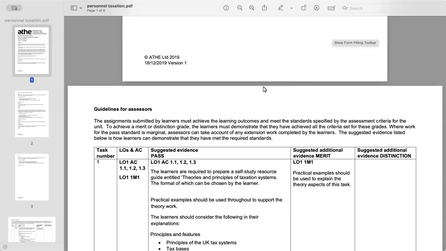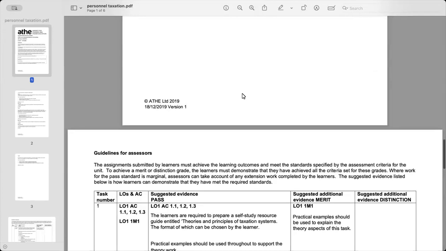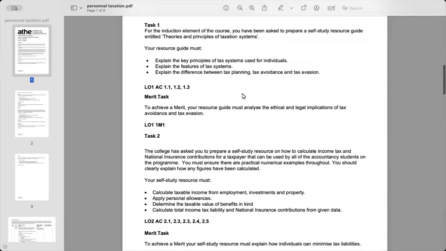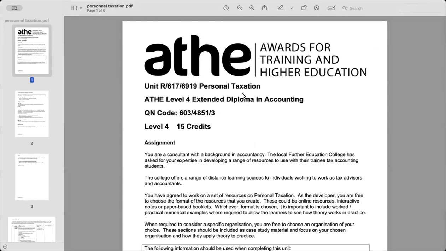Hello and welcome everyone. Our today's session is the last session of personal taxation, and today we will discuss the assignment. We will discuss different aspects of the assignment and how to complete it, as we embark on our final session of assignment discussion.